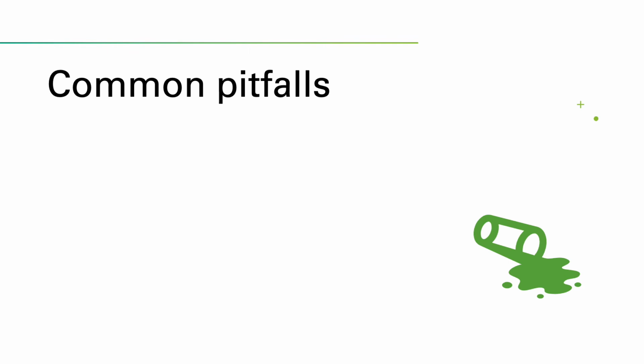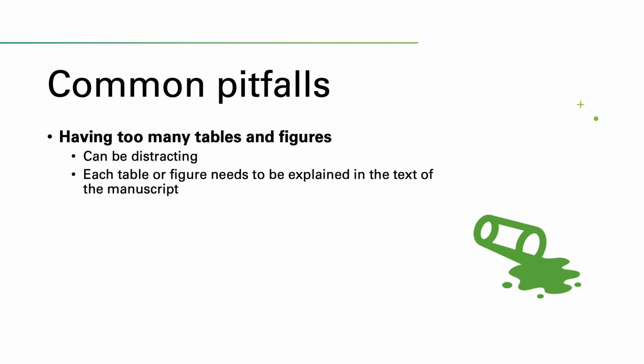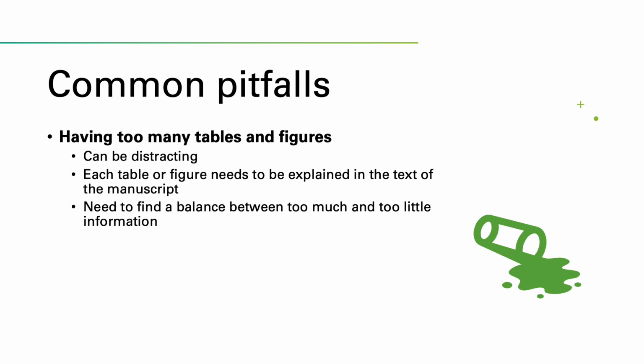Common pitfalls include having too many tables and figures. Many journals usually restrict the number of tables and figures that can be included in the main article. And more importantly, having too many figures and tables can be distracting. In addition, each table or figure needs to be explained in the text of the manuscript. Even when you have opted to include some tables and figures in the supplementary materials, they need to be explained in the main text. And as for the other sections in the manuscript, you need to find a balance between too much and too little information.